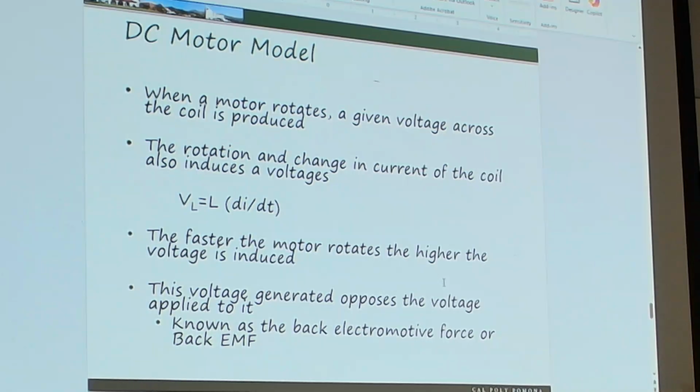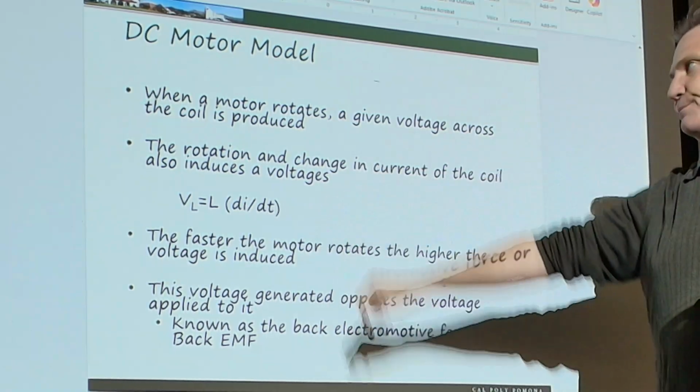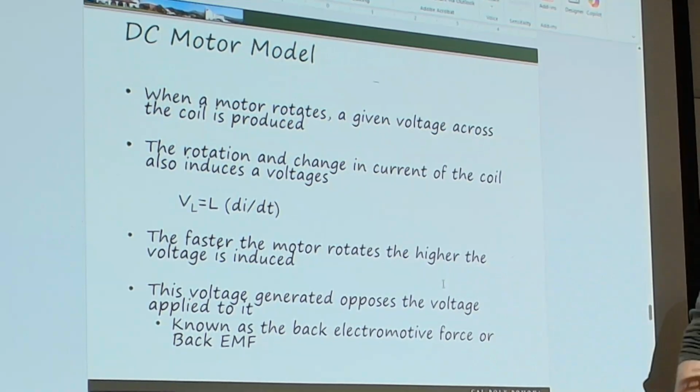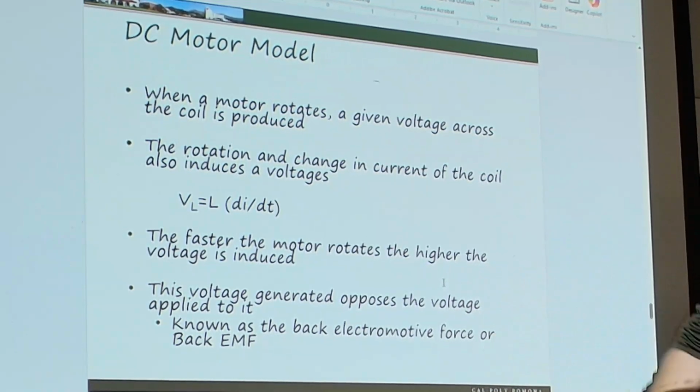So, again, going back to here, as the motor rotates, a given voltage across the coil is produced. We just talked about that. The rotation is going to change, inducing the voltage VL, which is L dI/dt. That's our voltage induction. The faster it turns, the more the voltage is induced. That's going to be known as back EMF.